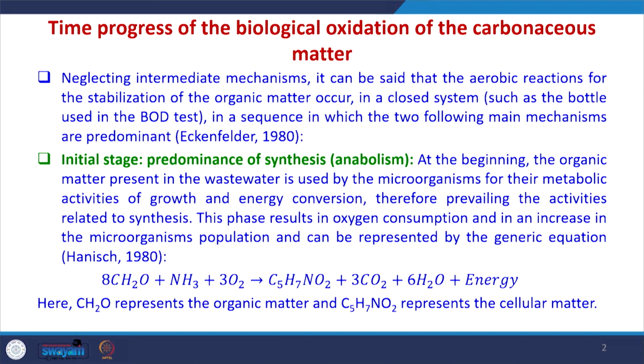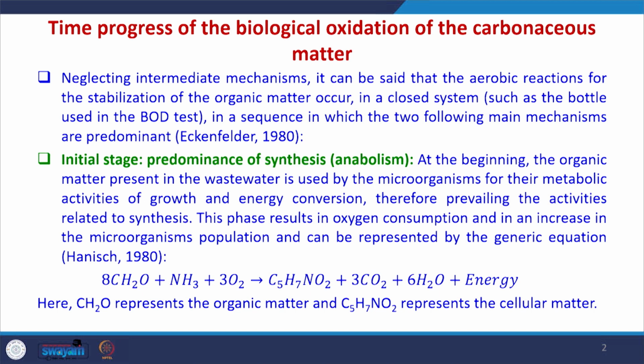We can easily understand that during the aerobic reactions for the stabilization of organic matter in a closed system, like in a bottle such as the one used in the BOD test, the mechanism of biological oxidation follows two steps. The first step, or initial stage, includes the predominance of the synthesis or anabolism reaction. In this reaction, the organic matter present in the wastewater is used by the microorganisms for their metabolic activities of growth and energy conversion.